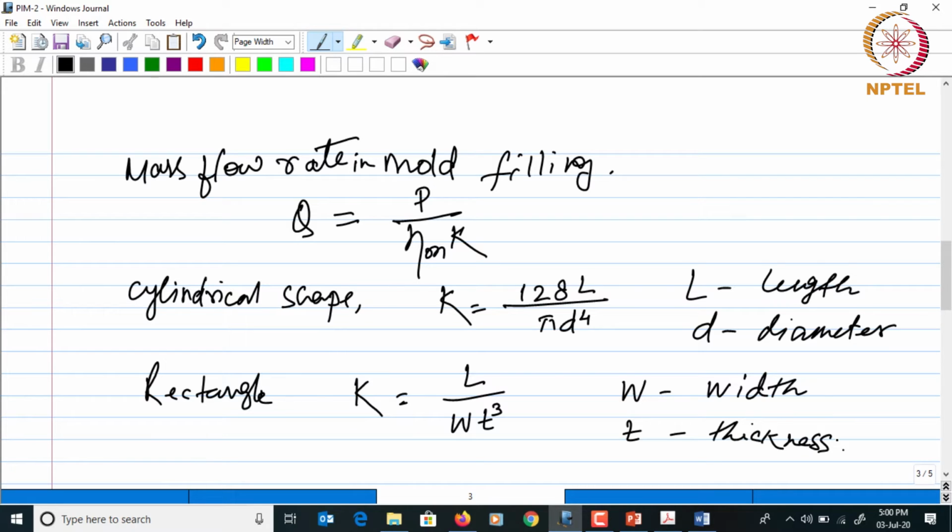Right, so from here you can see that the mold filling rate, or the mass flow rate during mold filling, increases with the increased pressure, and that is why, as I said before, a high pressure is always good for filling the mold.